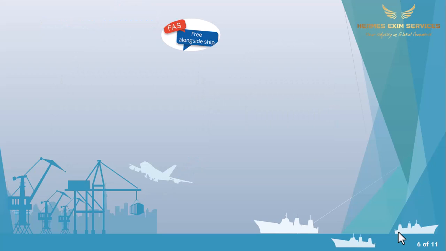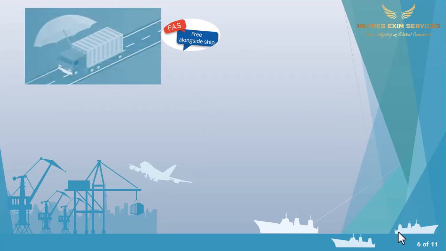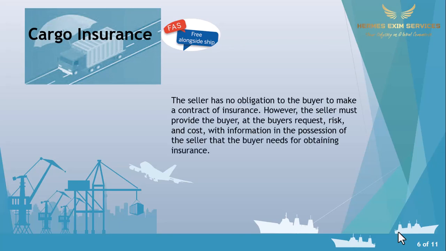Under FAS, the seller has no obligation to the buyer to make a contract of insurance. However, the seller must provide the buyer, at the buyer's request, risk and cost, with information in the possession of the seller that the buyer needs for obtaining insurance. The buyer has no obligation to the seller to make a contract of insurance.